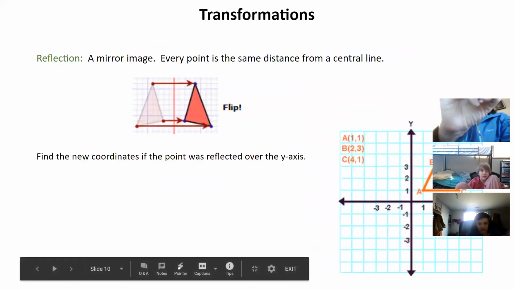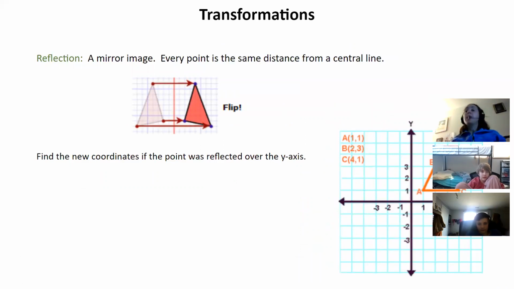Okay, so the last transformation we're going to talk about. Transformations are all of these movements. Translation is the slide. We're going to talk about a flip or a reflection. A reflection, you guys know that, it's a mirror image, right? Every point is the same distance from a central line or from that reflection line.